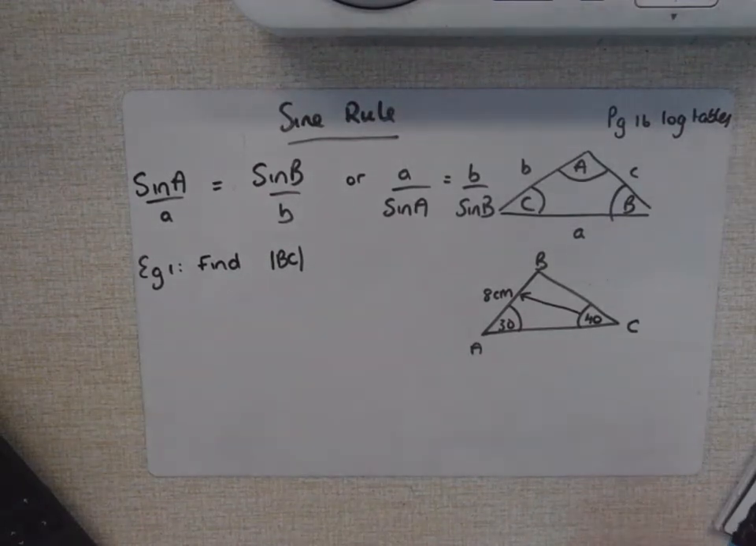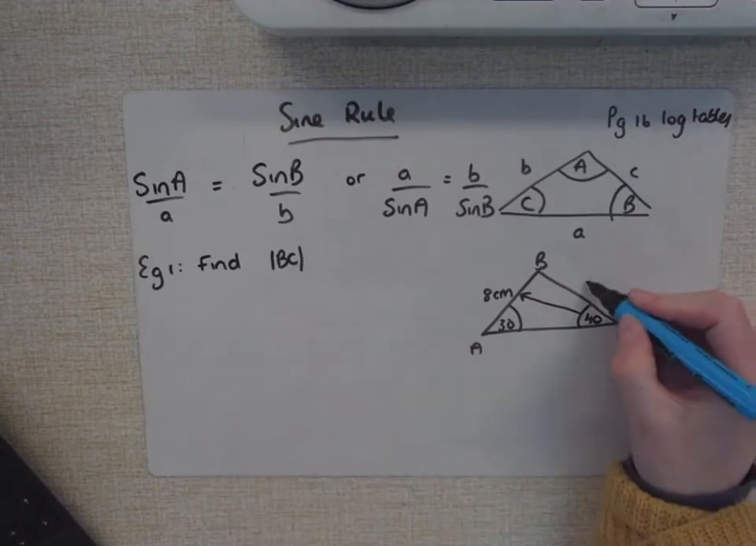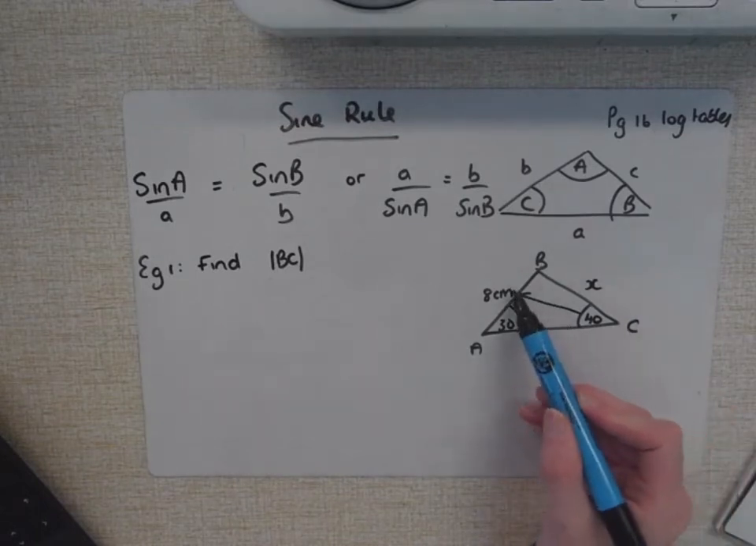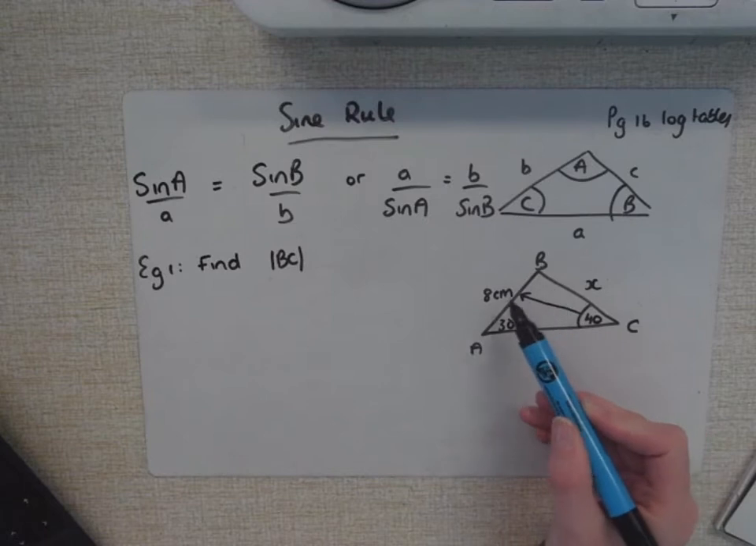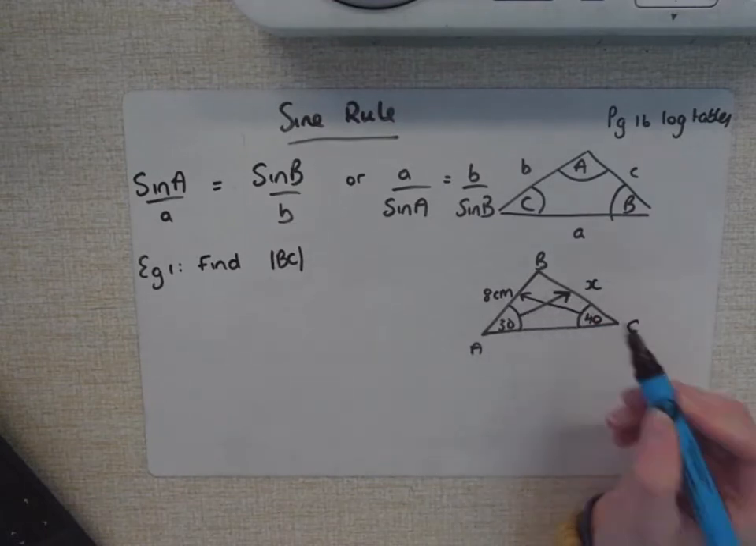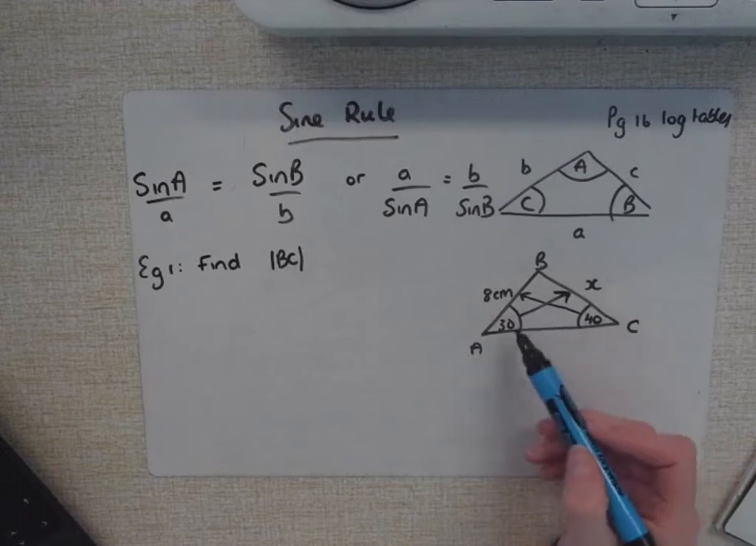Okay, so to use the sine rule, you need one angle and the side opposite. We're looking for BC, so let's call that x. Now, if they had given us this angle instead, that angle would be no good to us because it has to be the angle opposite the side. If they'd given us this, we'd use it to then find this.